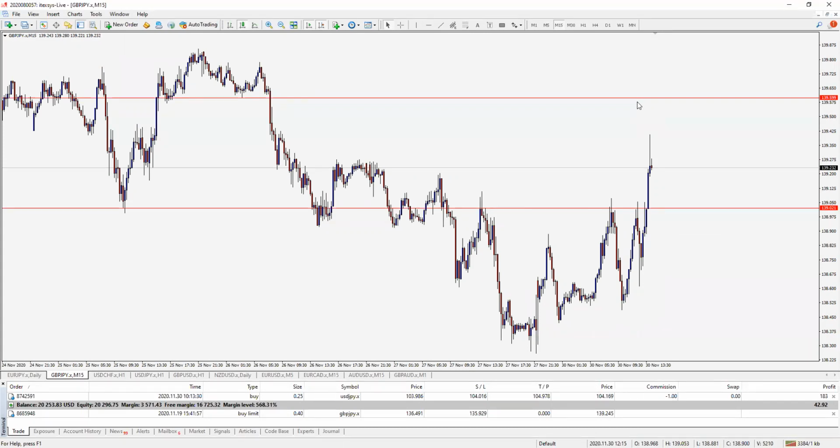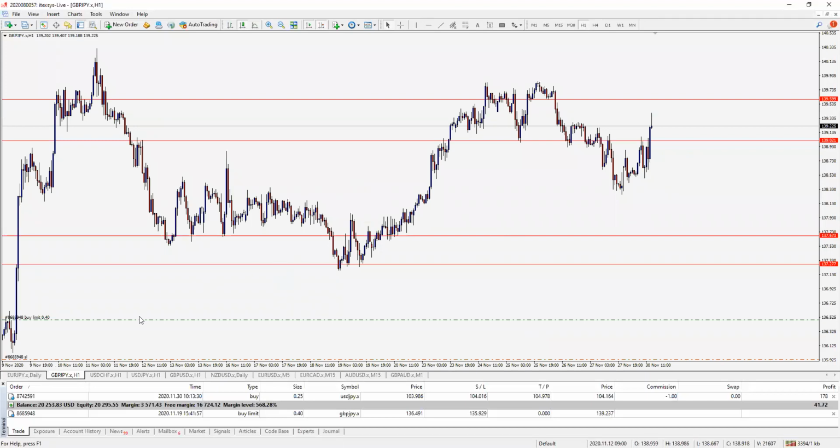Any questions? And as for this question about the swing for the GBP against the yen, what I marked here below as a buy limit, that's relevant for swing or long-term traders. Okay.